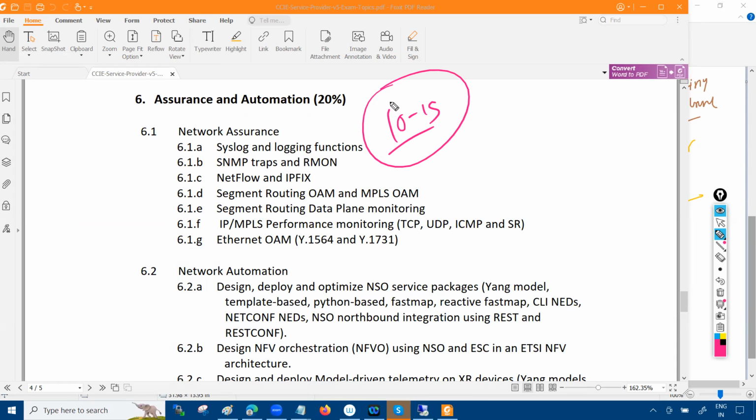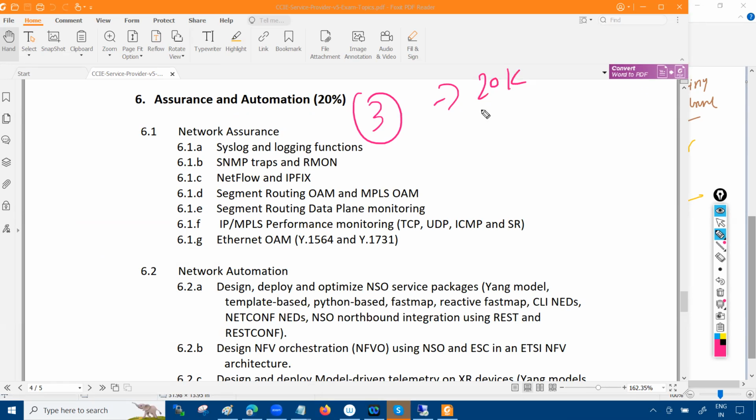Will they be PDF or physical? Of course PDF, not physical. Physical is very costly. I bought 3 service provider books just now, and it cost me around 20,000.